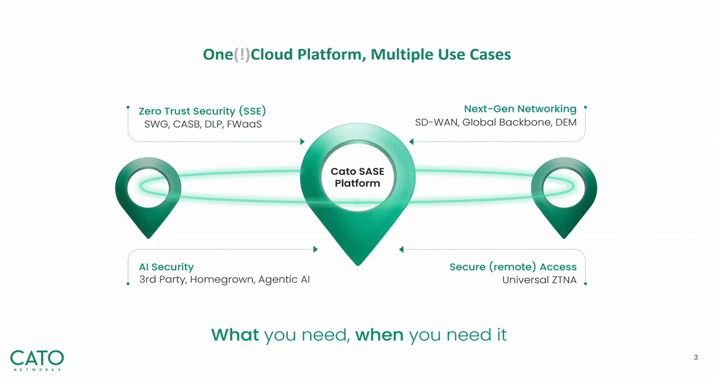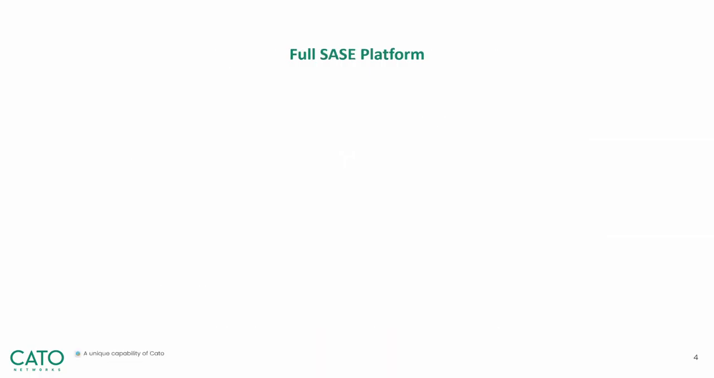And we are not limiting the customer only to networking and security. It goes beyond that when they're talking about AI security as well. So this is what this platform means: what you need, when you need it, you can start from anywhere. Now let me double click on it. What are the different scenarios?